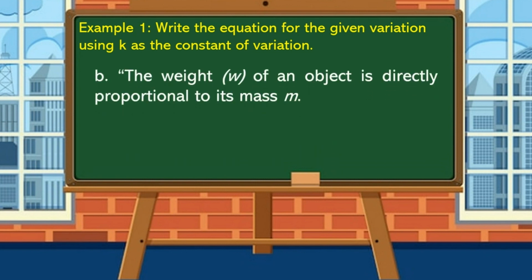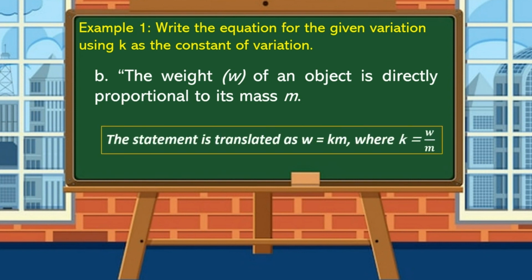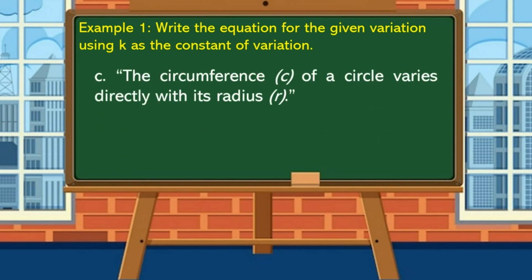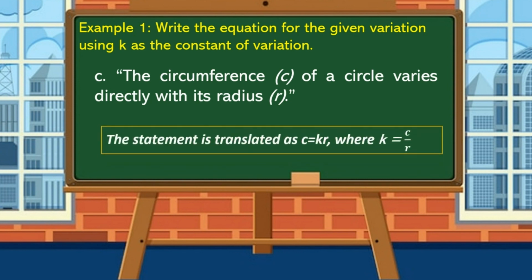Another, the weight of an object is directly proportional to its mass. The statement is translated as W is equal to km, where k is equal to W over m. The circumference of a circle varies directly with its radius. The statement is translated as C is equal to kr, where k is equal to C over r.